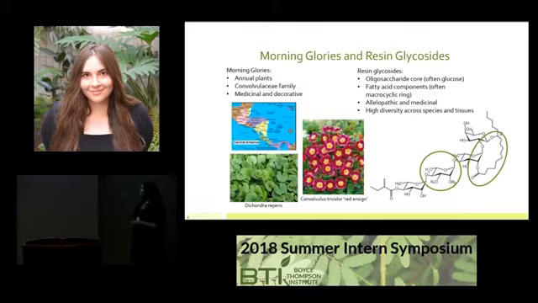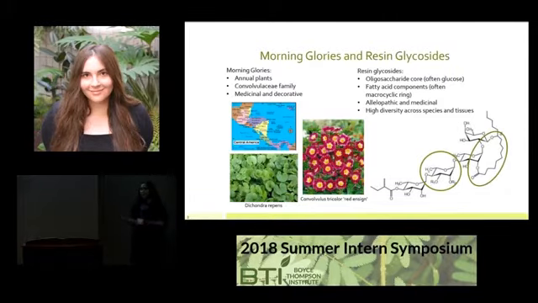This is the generalized structure of a resin glycoside, and there are two identifying features that we use to isolate and identify them during spectroscopy and analysis. The first is the sugar backbone, and the second is a fatty acid chain, which often forms a macrocyclic ring like this one here.